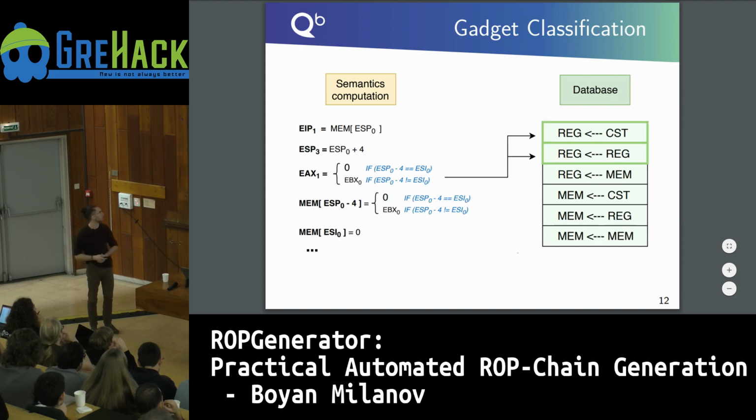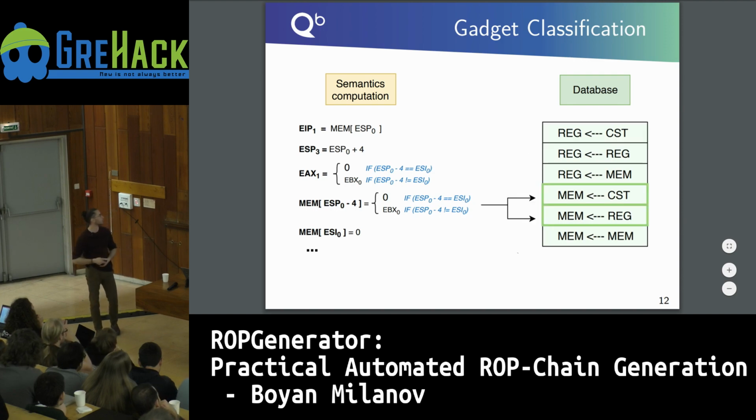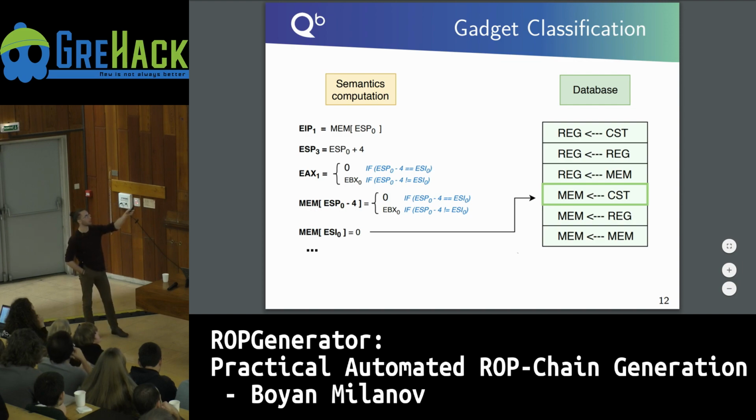For EAX, it's a little bit more complicated. You have two possible values, so you will have two entries in the database. You have one entry for EAX equals 0 and one entry for EAX equals EBX. And you also store the associated preconditions. You can do this for the memory. You can do this for every semantic that you computed. And basically, after you did that, you just need to make a semantic query to the database, like give me a gadget that puts EBX into EAX, and you will get this gadget.